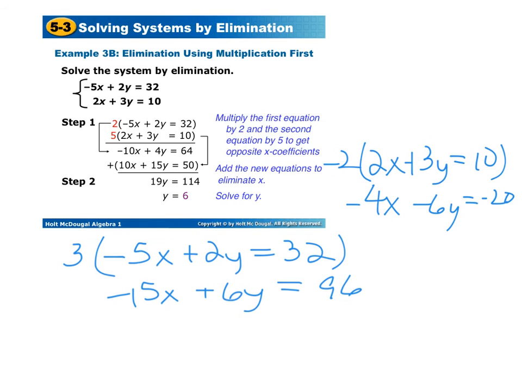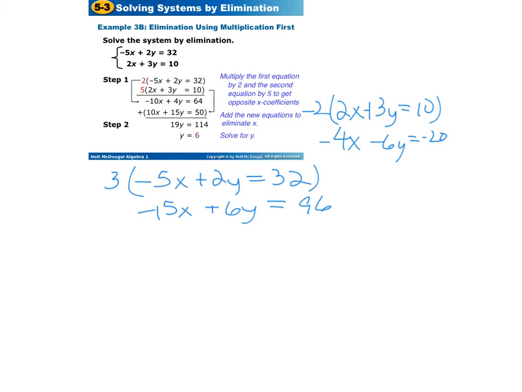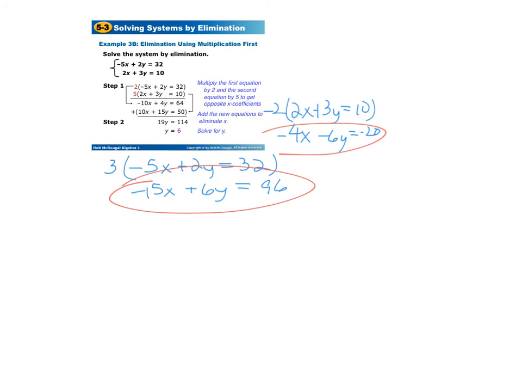Why is it negative? Because when I go to add these, when I put this one with this one, I need a positive 6 and a negative 6. Now, I could have done a negative 3 here and a positive 2 here. It doesn't matter. You can choose. Okay, so now that I have my two equations here, I'm going to put them on top of each other, line everything up, and then begin to solve it.